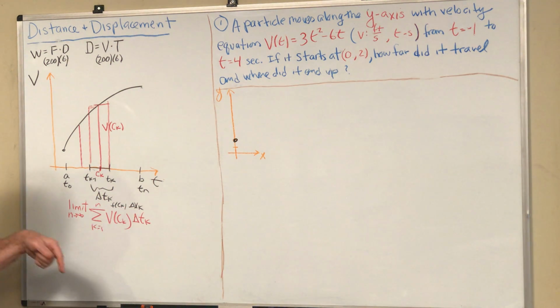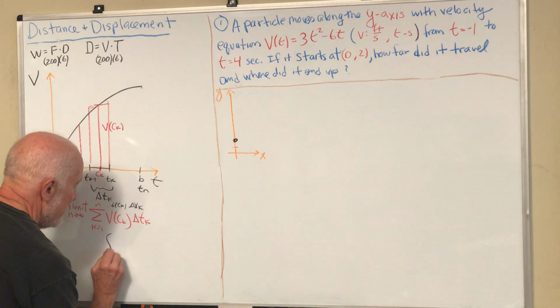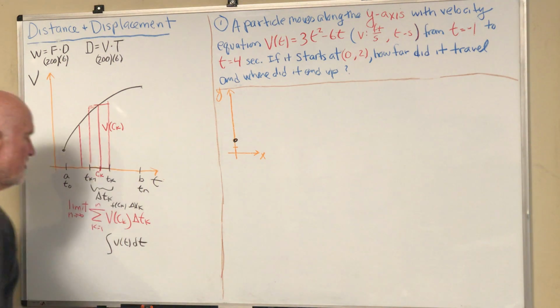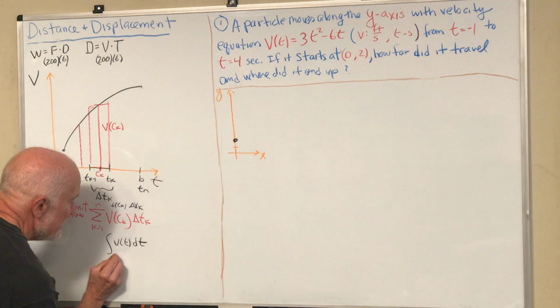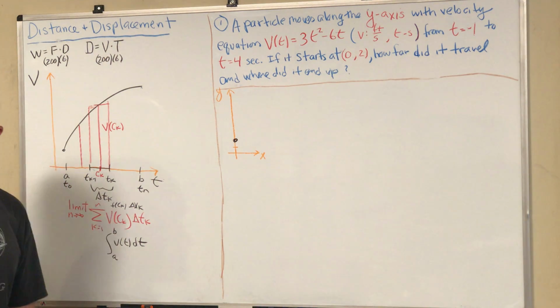So this doesn't give us the integral of f of x dx, it gives us the integral of v of t dt. So that definite integral from t equals a to t equals b will give us what we wanted to find.